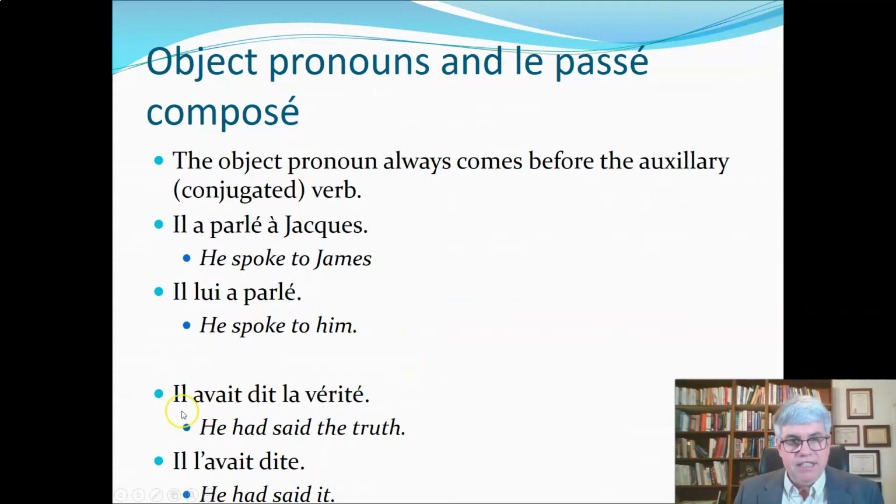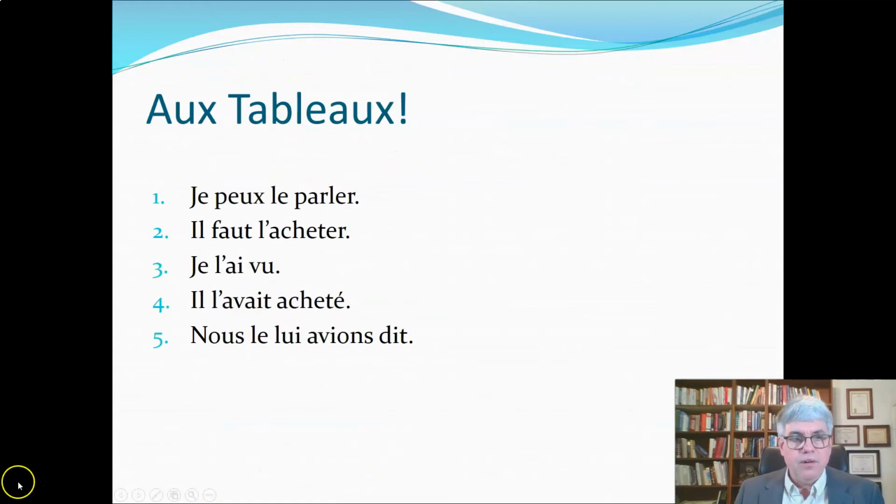Now here's an example with the pluperfect. Il avait dit. He had said, because this is the imperfect. La vérité. This is a direct object. So we'll take la vérité, replace it by la, and put it in front of avait, and it contracts. Il l'avait dit. And because it's feminine, it makes that past participle feminine too. That's why we get the E there. So, he had said it. So here's a short exercise. Write down your answers to this and check them with the next video.